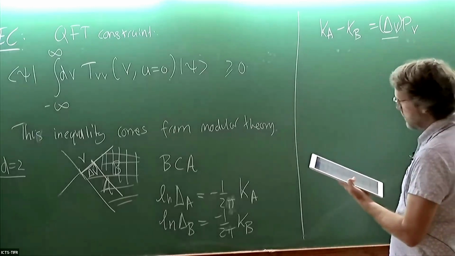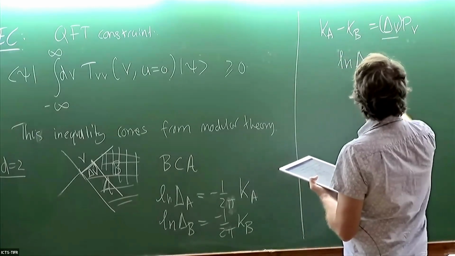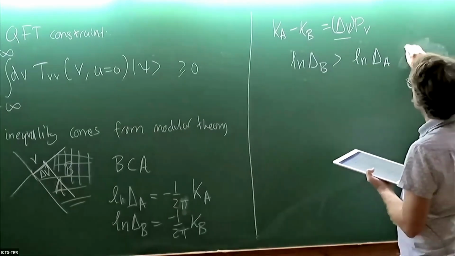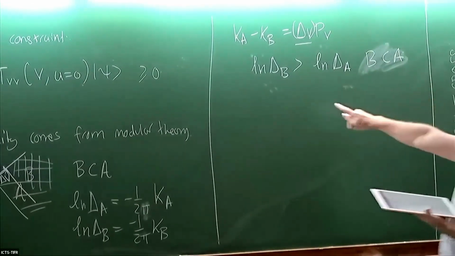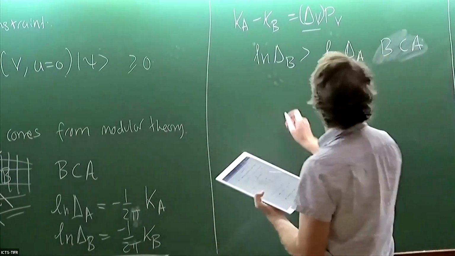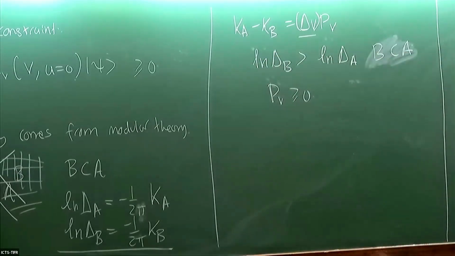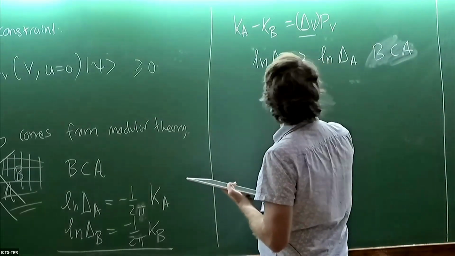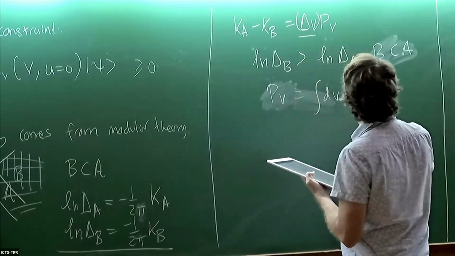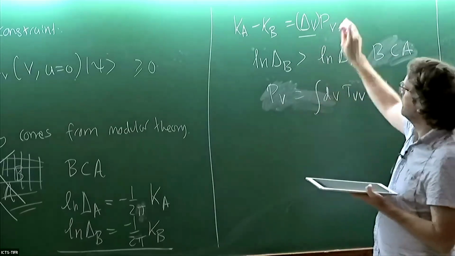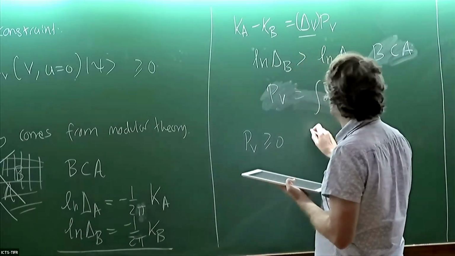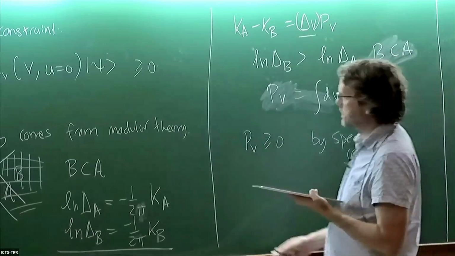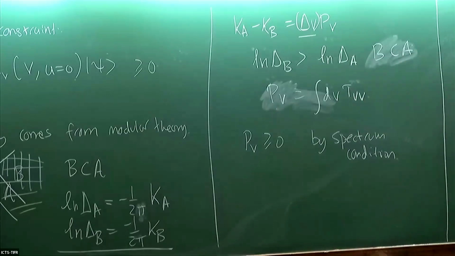And times P_V. We discussed previously, I didn't actually show it, that the modular operators have this order relation for algebras when you have inclusions. So when B is in A, you always have this, and we can use that here and find that P_V is positive. P_V is the integral dV T_VV in 2D, but it's also the generator of null translations, and of course that has to be positive by the spectrum condition. So it's already obviously true. We didn't learn anything new, but we do see there's some connection between modular theory, positivity, and these energy conditions.